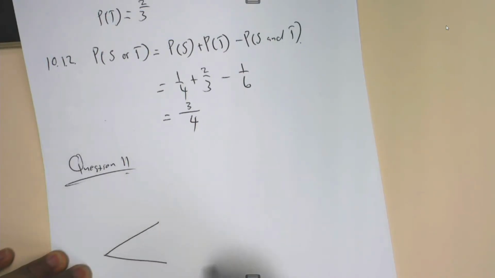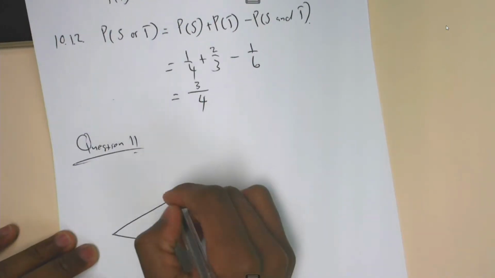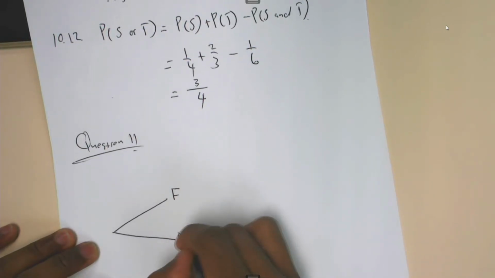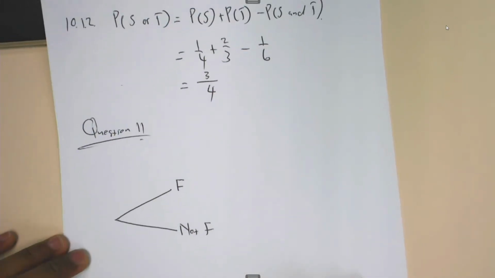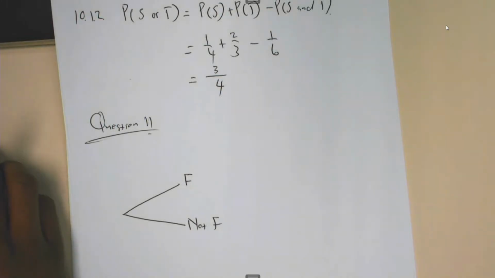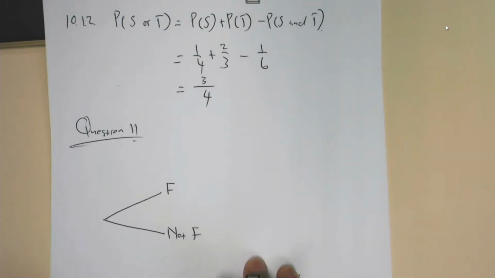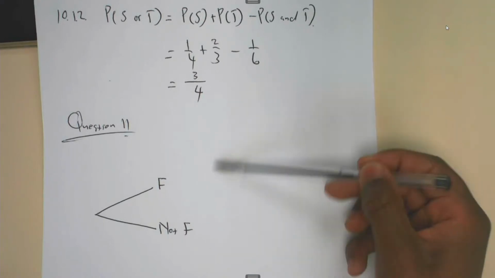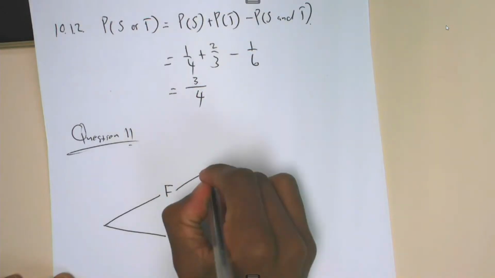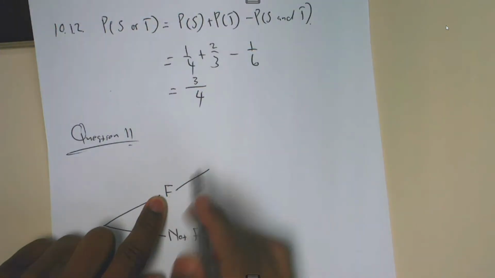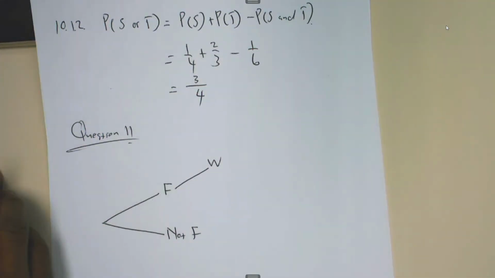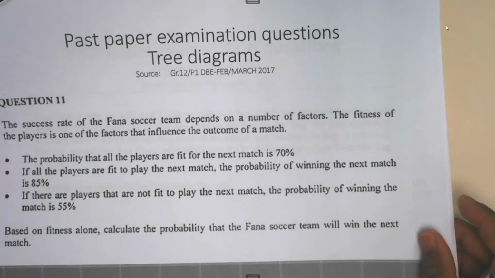first start with fitness. What do I mean by that? It's either the players are fit or they are not fit. So that's the first event. And then what's the second event? Well, winning the match depends on the level of fitness. So, if the players are fit, there is a certain probability of them winning the match. But remember, that probability is not 100%.